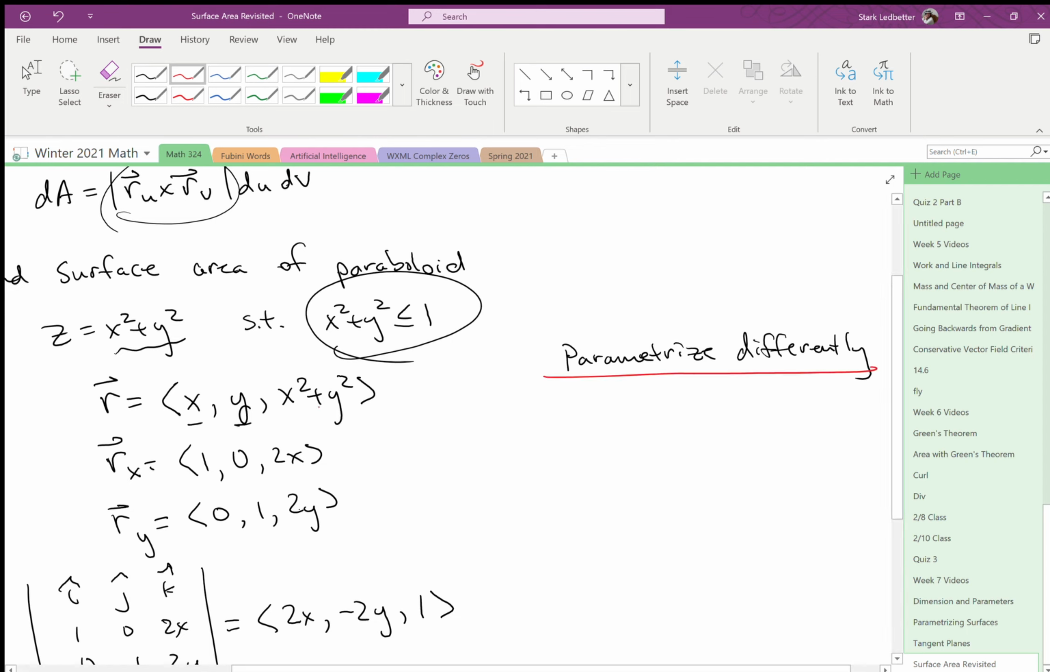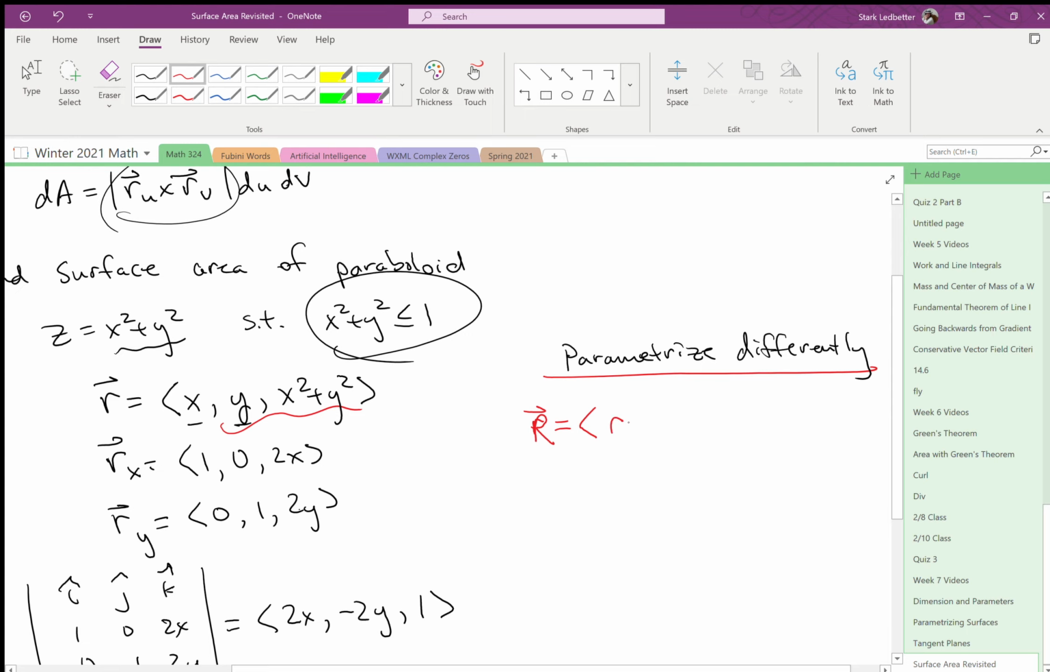This isn't the only way to parameterize this curve. What if we just parameterize it in terms of r and theta? I'll keep it at r and theta. Maybe I'll call this curve big R.